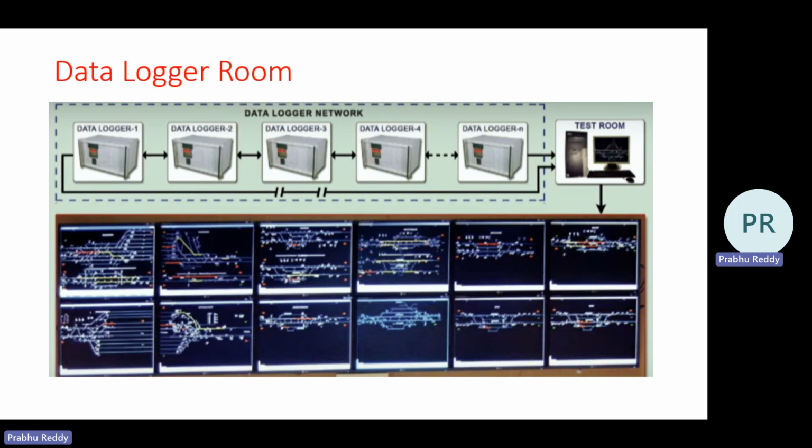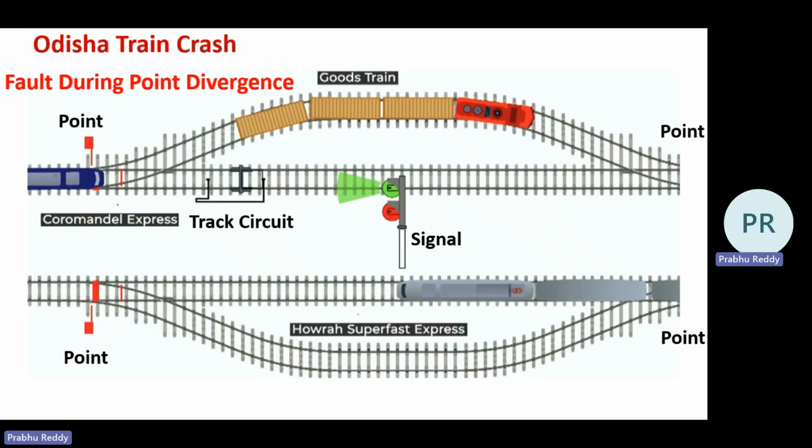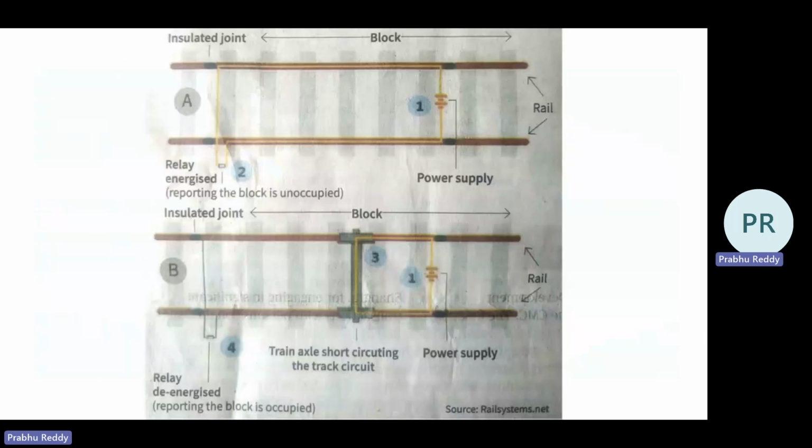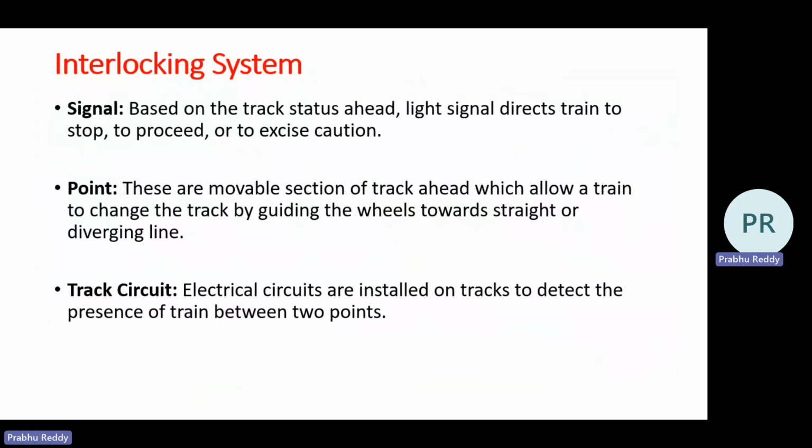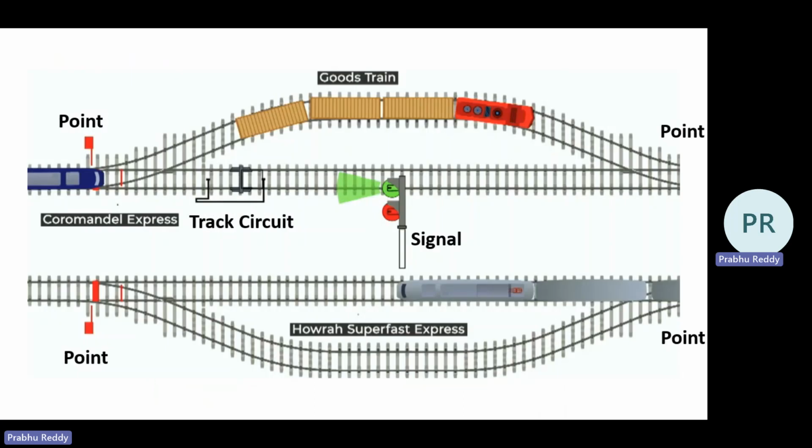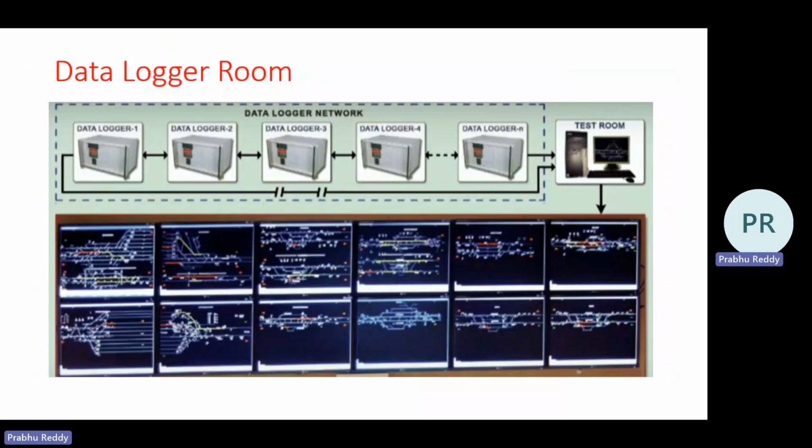This is a small room which is continuously monitoring the data, and you can observe that all the data is available here, and the data loggers are also available here. Based on that monitoring, the control action will be taken. Now we will move on to the next part, after understanding how the interlocking system works based on the three components, the main line and diverging line concept, and how the data logger room works.